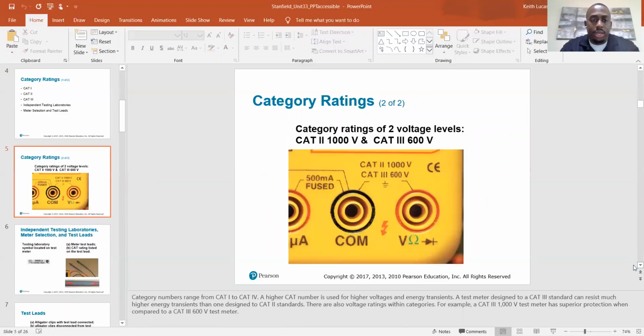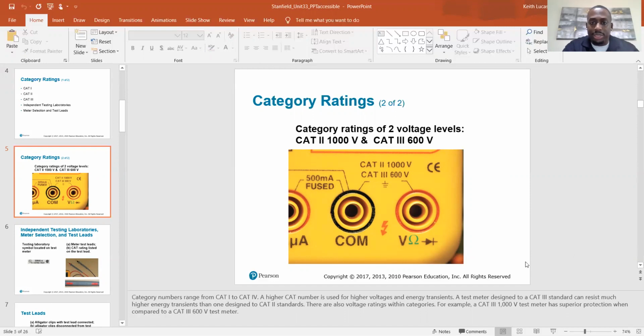Back up a little bit. So category numbers range from CAT 1 to CAT 4. A higher CAT number is used for higher voltages and energy transients. A test meter designed to a CAT 3 standard can resist much higher energy transients than one designed to CAT 2 standards. There are also voltage ratings within a category. So for example, a CAT 3 1000 volt test meter has superior protection when compared to a CAT 3 600 volt test meter. They're both CAT 3, but one's a 1000 volt rating and the other one's 600. What I have is a 600, which is good enough.